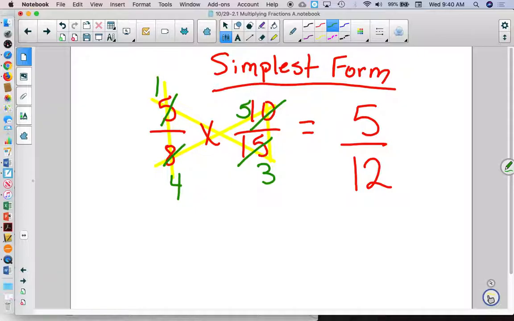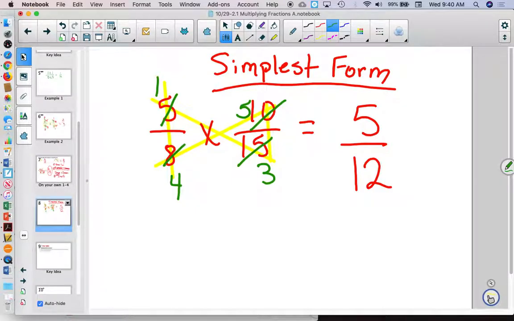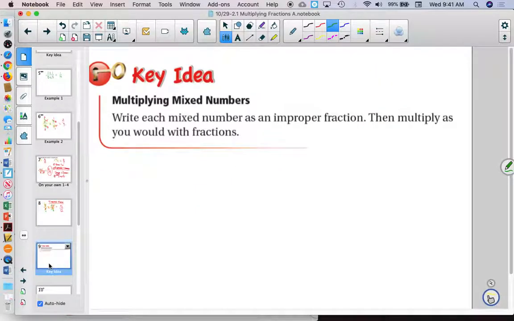If I didn't do that, I would have had something like 50 over 120. I don't like that, because the chance of error is just so great. So this was just to see how you were doing, okay? Now, we're going to take what we're doing a little bit farther.